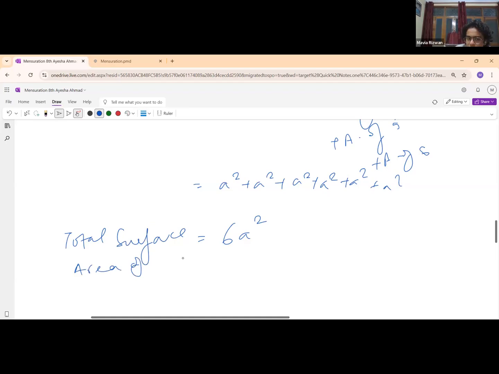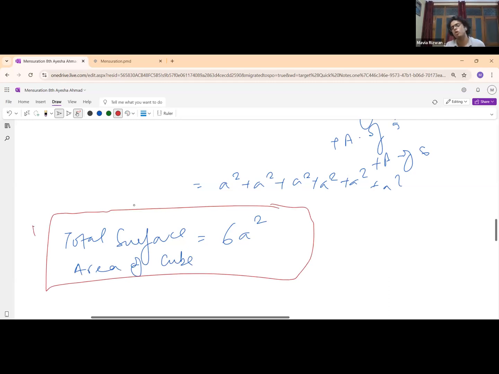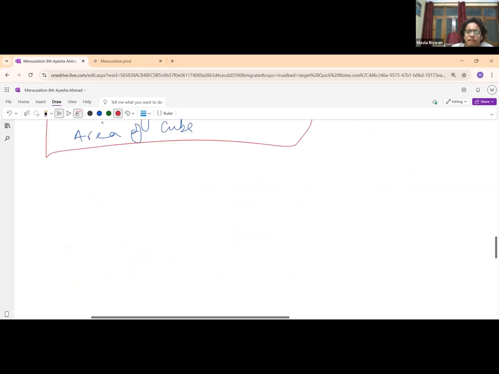This is very important. Whatever formulas I am doing, you need to write them in your formula sheet. Also memorize them. Okay, Aisha? Totally clear? Total surface area of a cube. Yes, sir. Okay. Now let's talk about the volume.